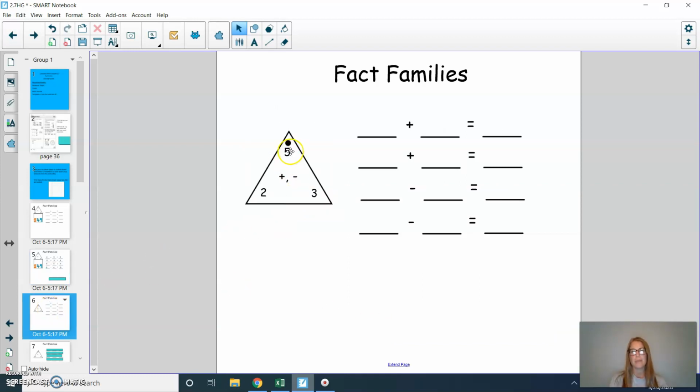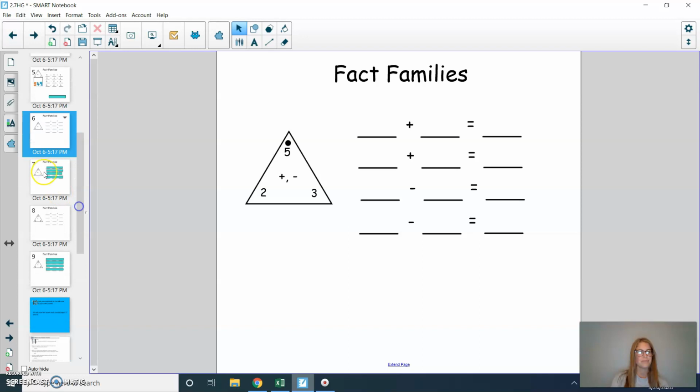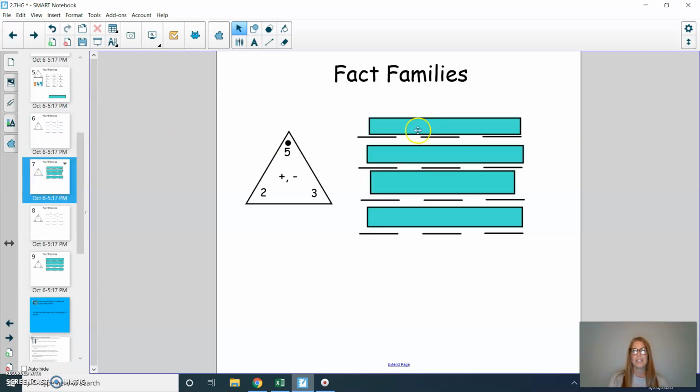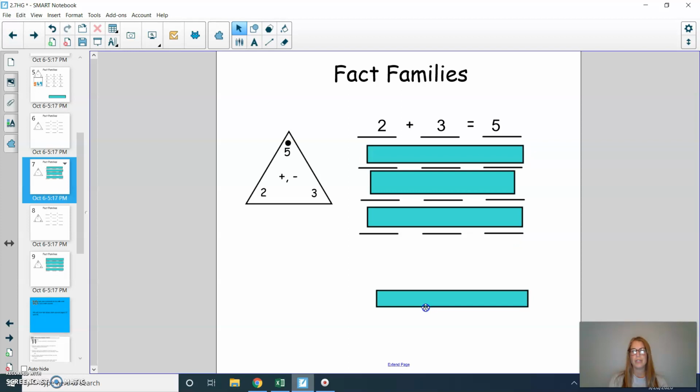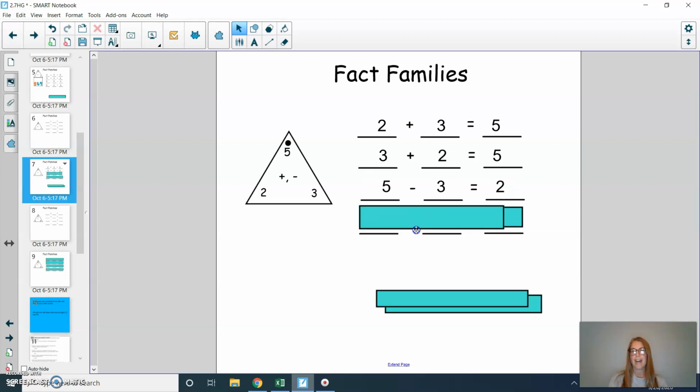This time I have the numbers 5, 2, and 3. Can you write down 2 addition and 2 subtraction facts that go along with those 3 numbers? Press pause and then play when you're ready to check your answer. So I used 2 plus 3 equals 5 first. Then I did the turnaround and I did 3 plus 2 equals 5. Then I switched over to subtraction. So I have 5 minus 3 equals 2, and 5 minus 2 equals 3.